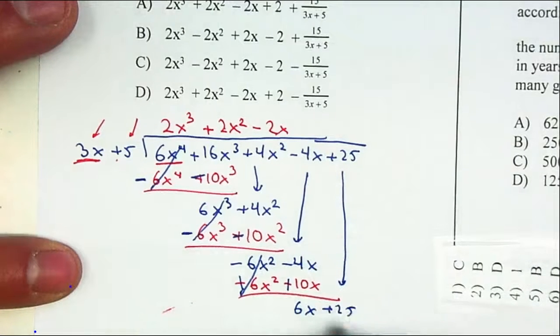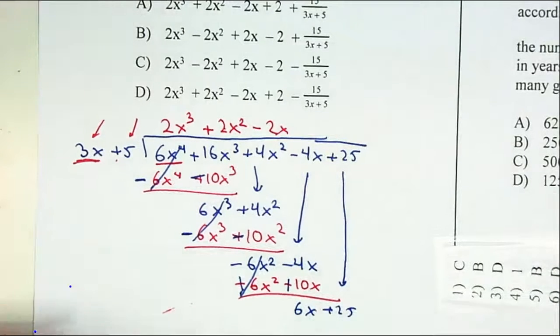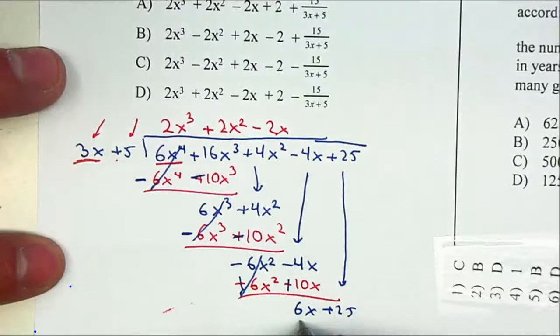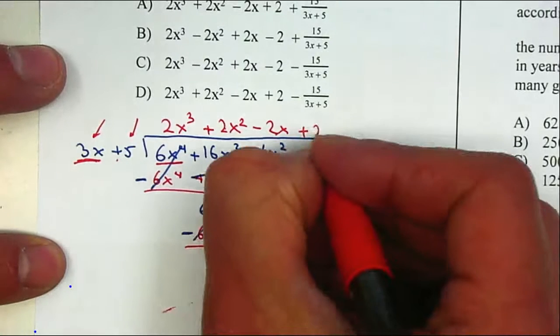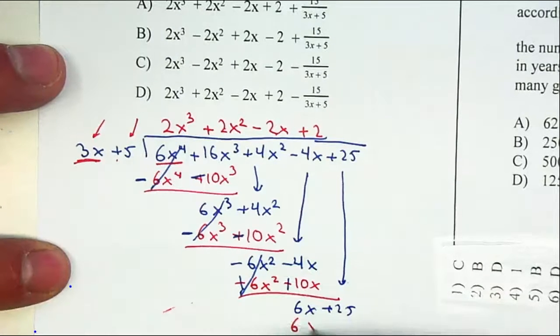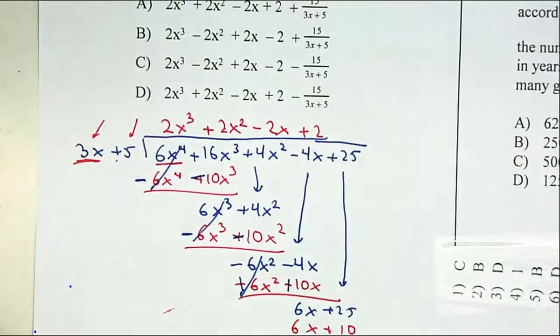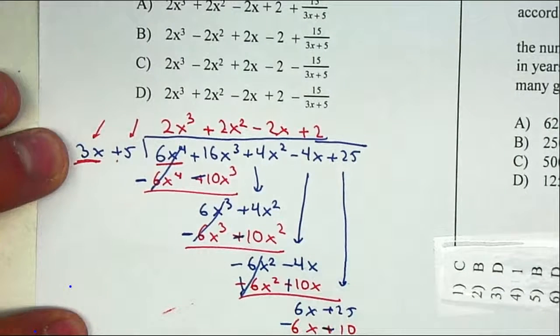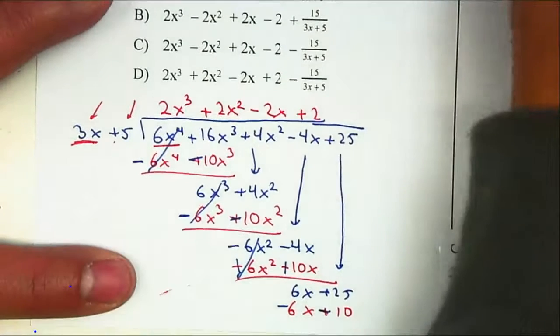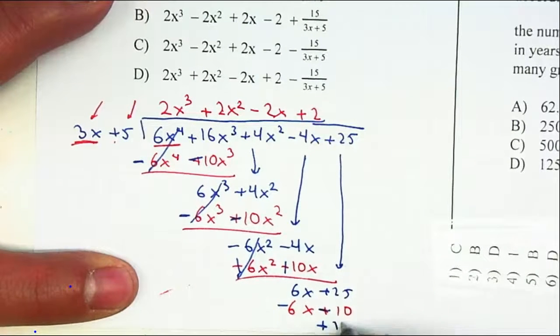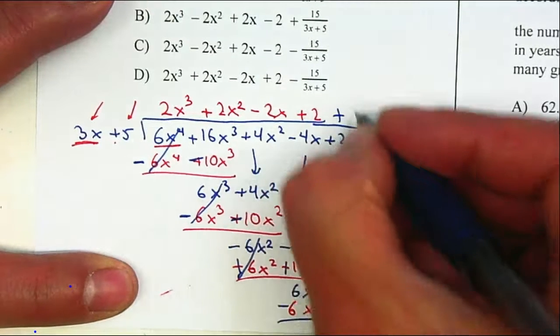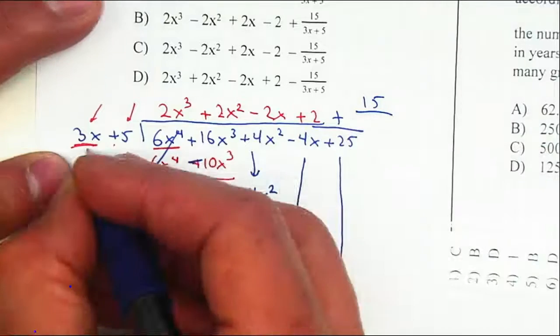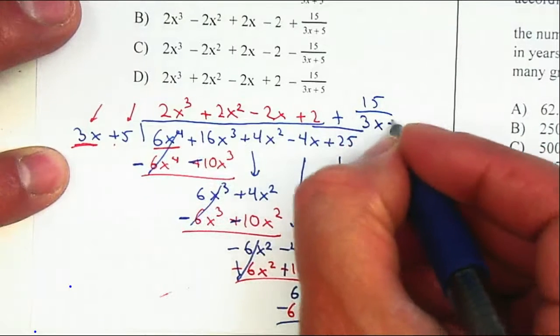Positive 25. And that gives me, what do I need to multiply 3x to get 6x? Gives me a positive 2. Gives me a 6x, and that gives me a positive 10. I'm going to subtract, and that will give me a positive 15. So it'll be positive 15 over 3x plus 5.